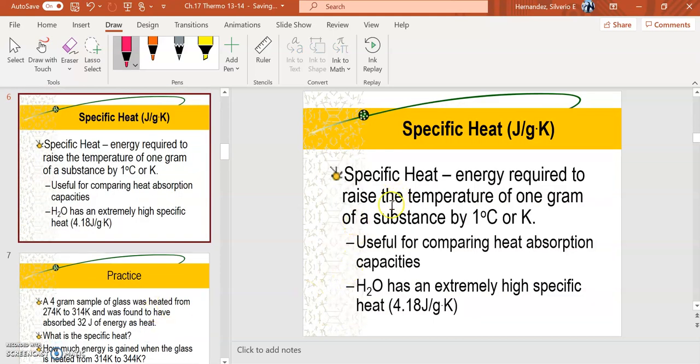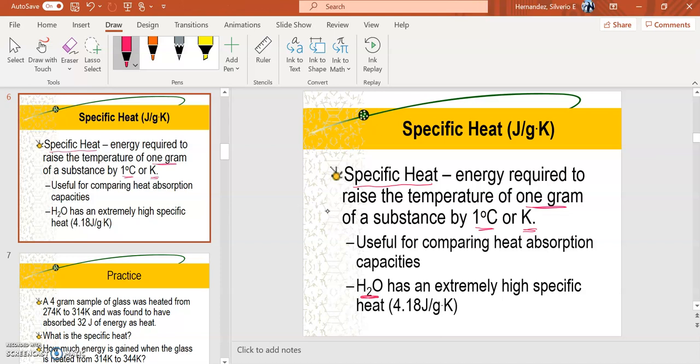So let's talk about what specific heat is. If I have a sample of matter and I want to know how much energy in the form of heat is required to change 1 gram of that matter by 1 degree Celsius or Kelvin, then that measurement would be specific heat. For our purposes, specific heats have already been predetermined. You can usually find them in your textbook, you can find them in a reference book, or you can find them online. What's useful for us is water.